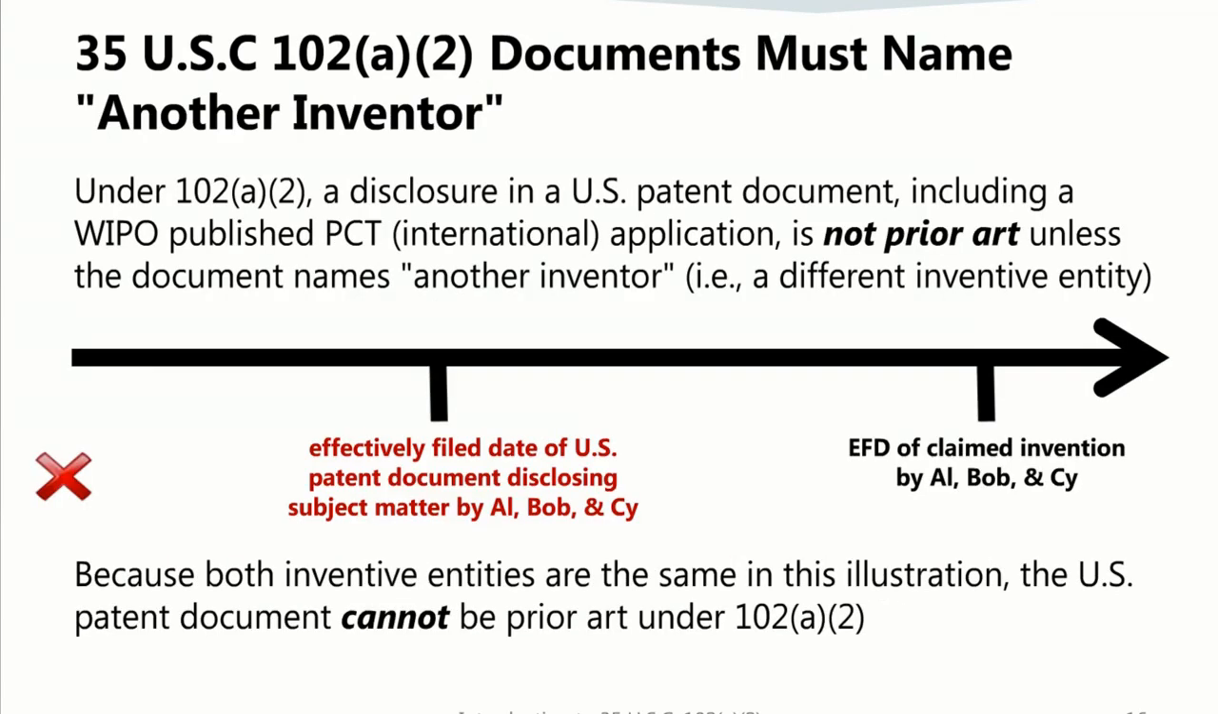Under 102(a)(2), a disclosure is not prior art unless the document names another inventor, in other words, a different inventive entity. In this example, both inventive entities are the same, so the U.S. patent document cannot be prior art under 102(a)(2).